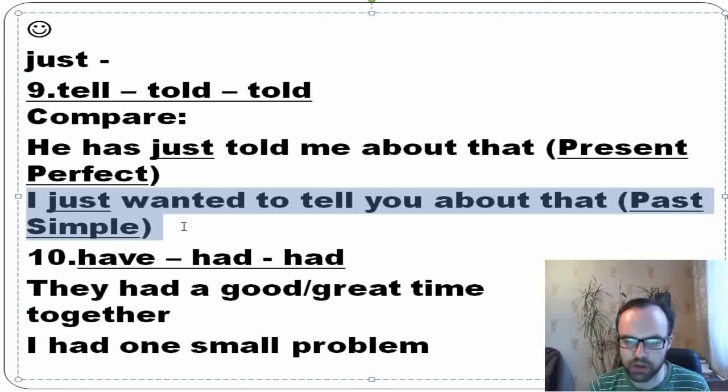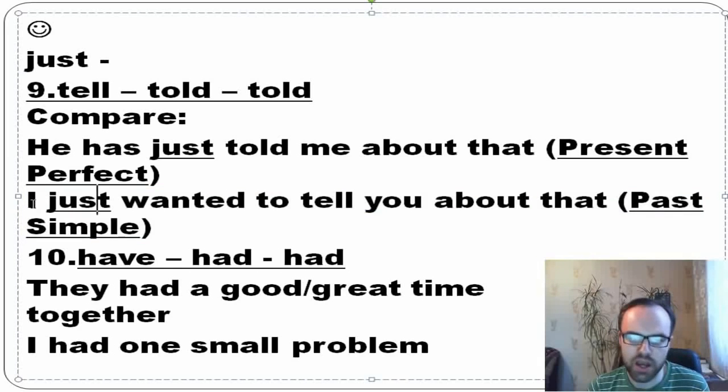So it's past simple. Yeah, we usually use just in present perfect, but if just has a meaning of only, for example, you can also say, I only wanted to tell you about that. So if just means only, it's okay to use it in past simple. So I think that rule is very important.